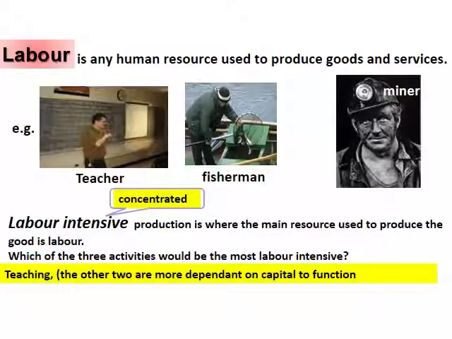Let's move on now to look at labour. Labour is any human resource used to produce goods and services. And so we've got three there: teachers, fishermen, and miners. Now, which of those depends mainly on labour? They all need labour, but which of them is most dependent on labour to produce.